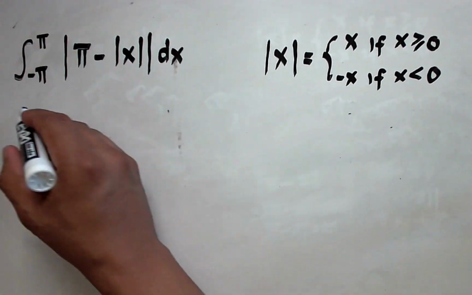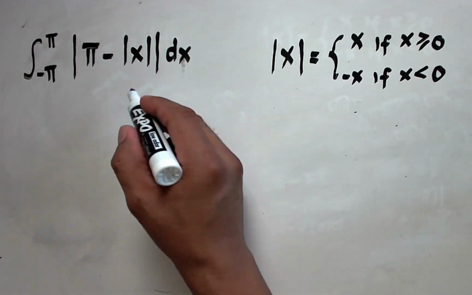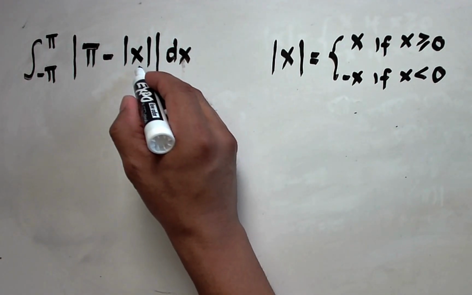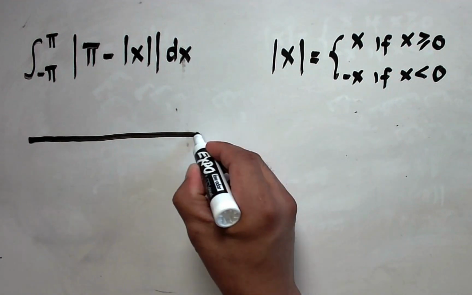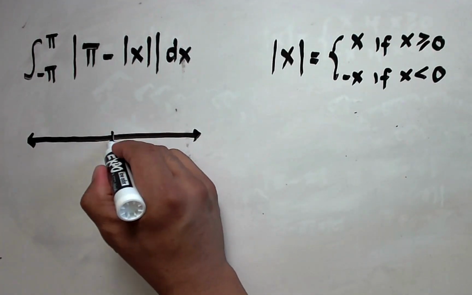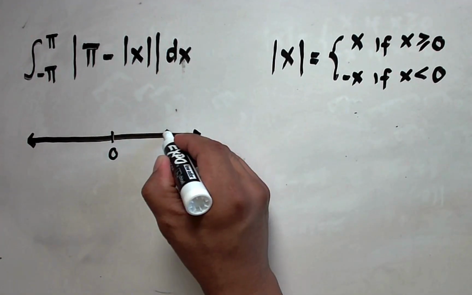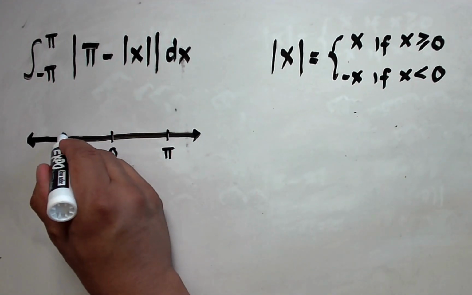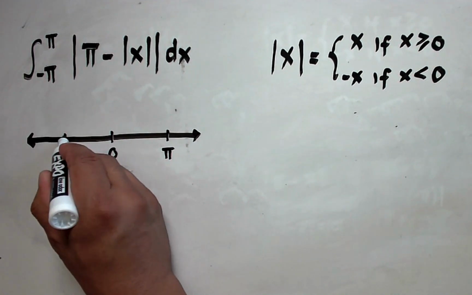Now, notice that in our given definite integral, the variable of integration is x, and we also have the absolute value of x. That means we can now split the domain. One is for x from 0 up to positive pi, and the other is for x less than 0, down to negative pi. This endpoint is included.